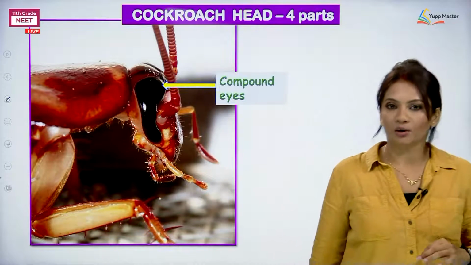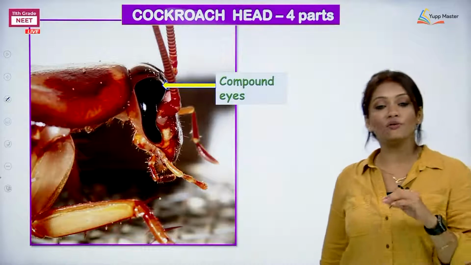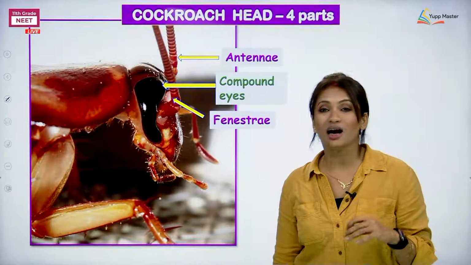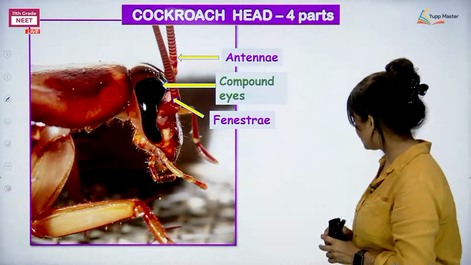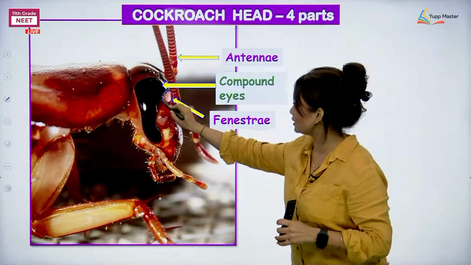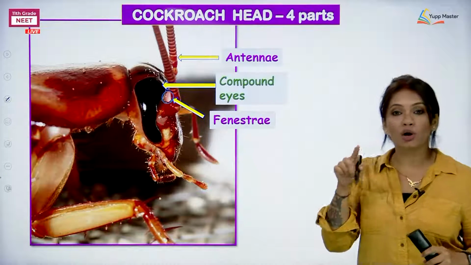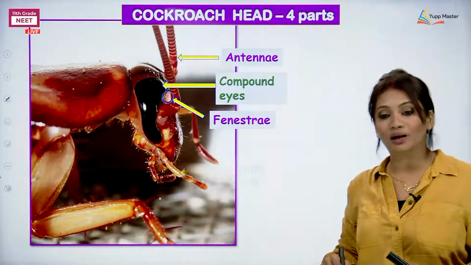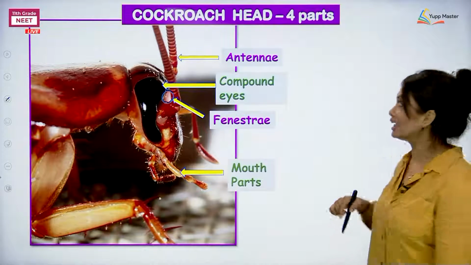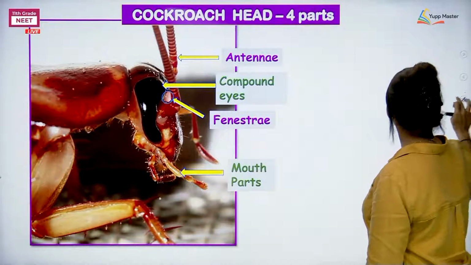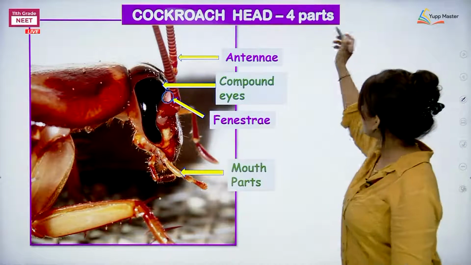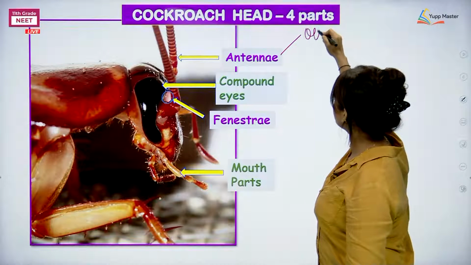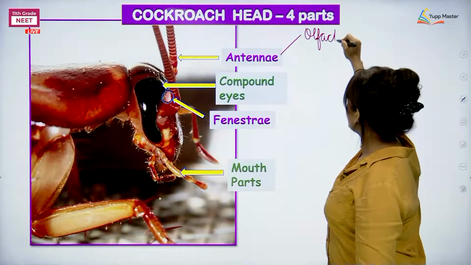So, along with the compound eyes in the head region, you also find the antennae, and after that there are the fenestrae. What are the fenestrae? Fenestrae is this part right here that you see over here. That small white spot that you're seeing, that is the fenestra. And finally, there were the mouth parts. Now, recollecting the different functions of them, when we talk about the antennae, the first main function was olfaction.